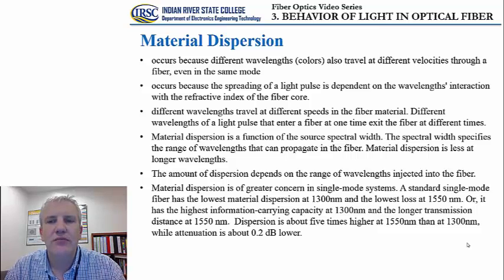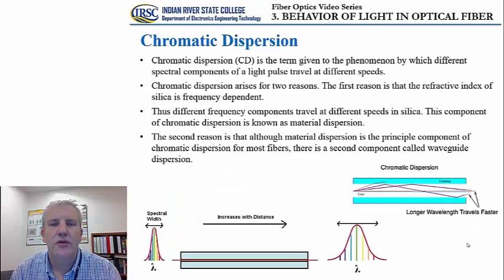In other words, the modes or the light at different wavelengths is going to be traveling and reaching the other end of the optical fiber at different times, causing so-called material dispersion. Another word for material dispersion is also chromatic dispersion. So some use chromatic dispersion to describe the material dispersion. So chromatic dispersion is the term given to the phenomenon by which different spectral components of a light pulse travel at different speeds. So it's shown more graphically on this specific slide.